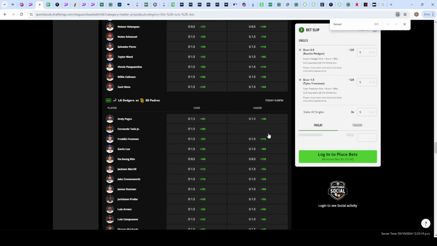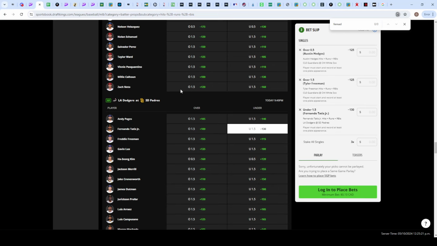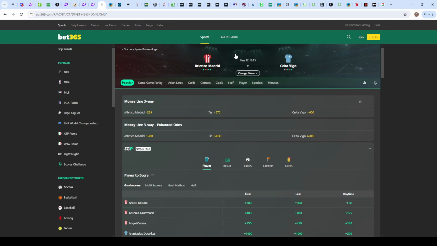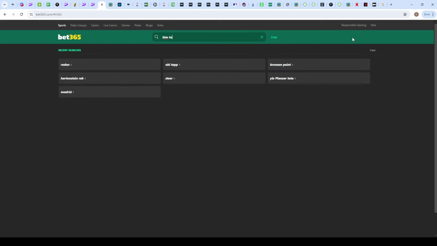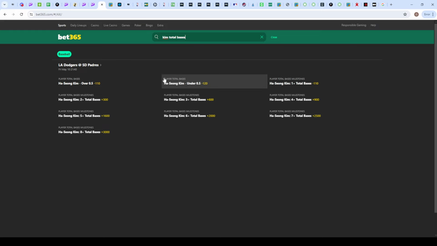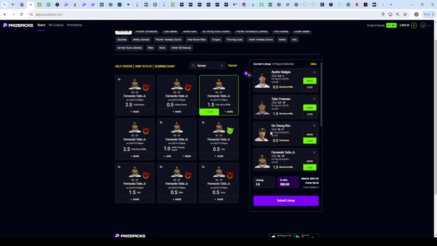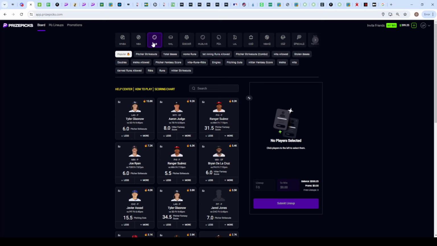We look at Fernando. He has juice towards the under at minus 130. And then the second pick, I'll show you on Bet365, it's a bit easier. Kim, total bases. You're going to see that he does have juice towards the under at minus 120. Not as much juice as Fernando, but still decent enough. And this is going to be the first slip. The second slip is much better because we're going with a full MLB stack.